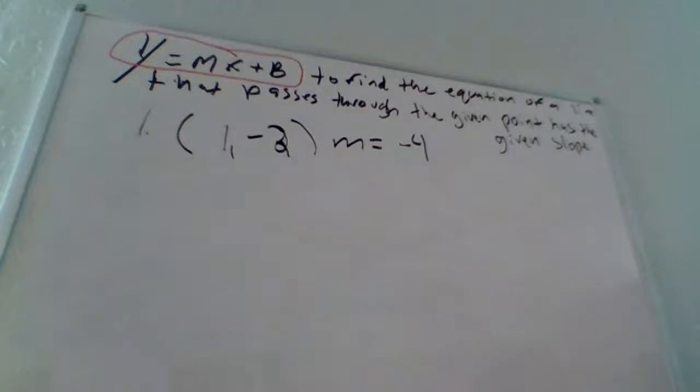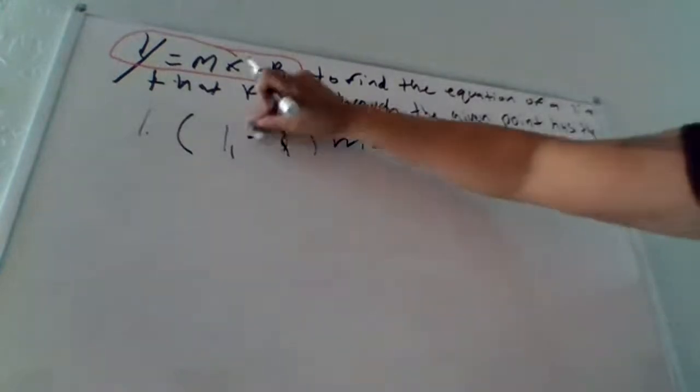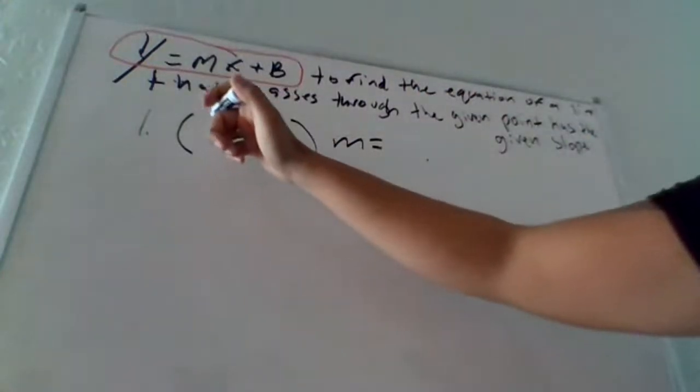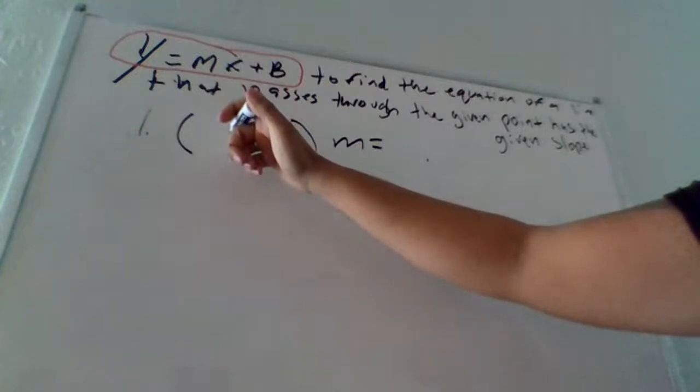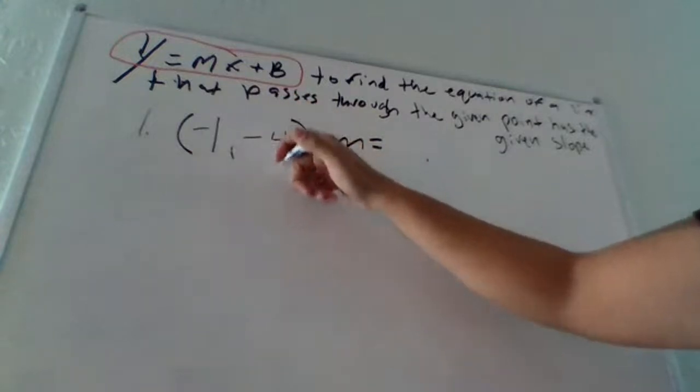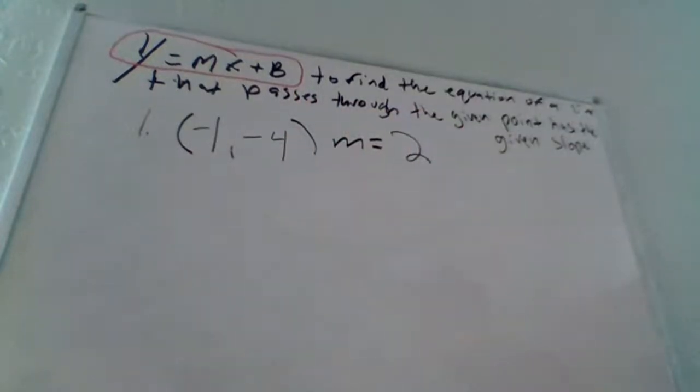So let's try one more of these. Same thing. Let's do it now with -1 and -4, and the slope is going to be 2. As soon as you're done, please let me know. And if you're confused, please let me know so we don't spend time where I think we're working and then we're lost.